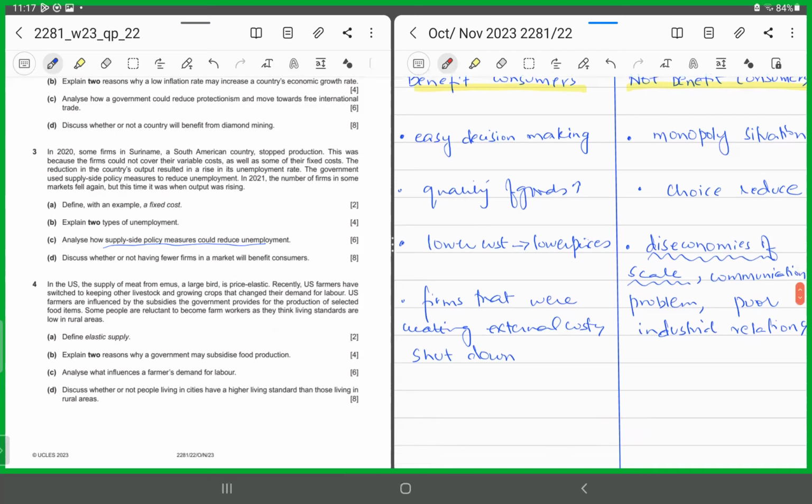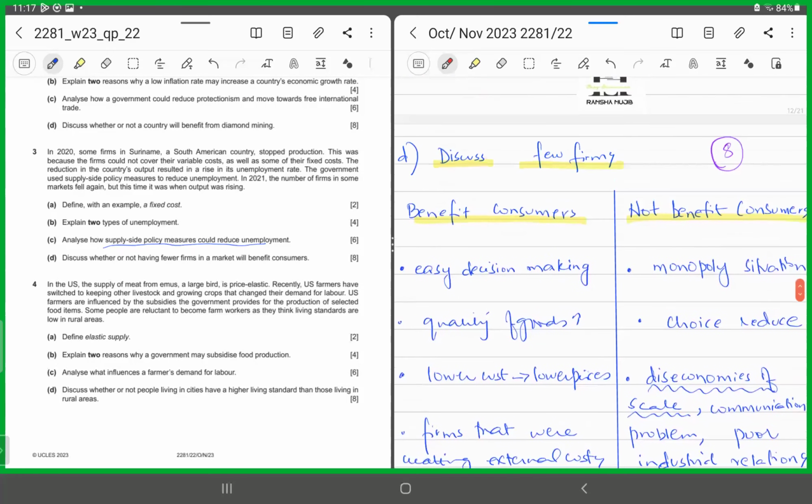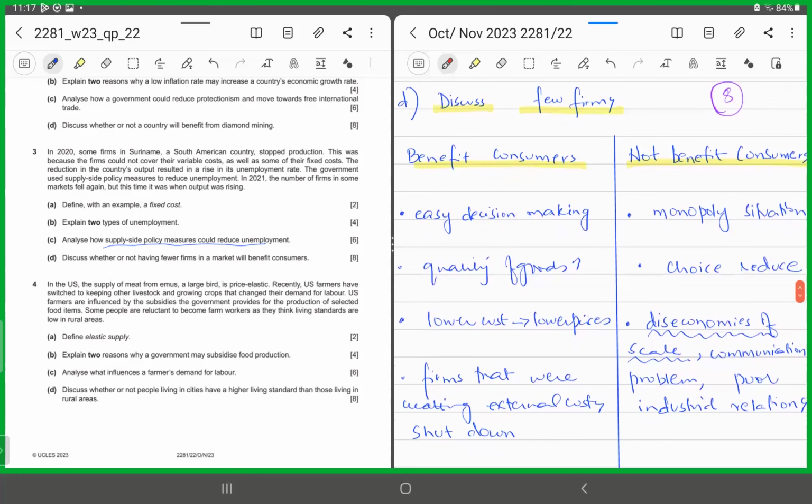And firms that were previously there, they might be causing a lot of externalities in the economy. So now they being shut down is now causing lesser externalities in the society. Or you could say that no, having fewer firms in the market might not be at all beneficial to the consumers. It might create a monopoly situation.